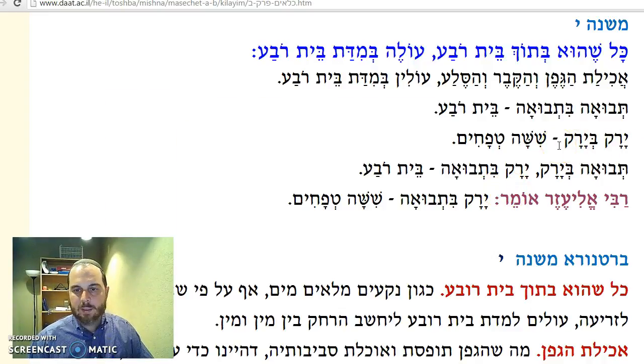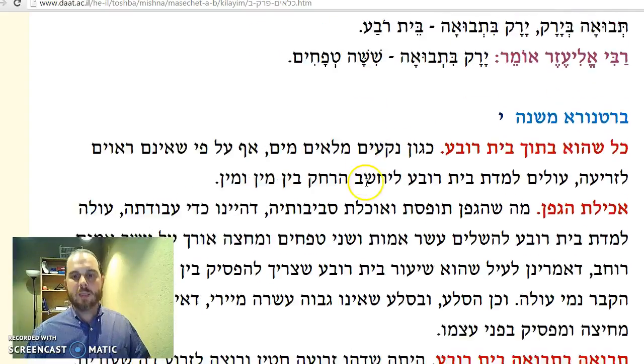Yarak b'yarak. If I want to have vegetation, vegetables and vegetables, shishat tfachim. They have to be 6 tfachim apart. Tvua b'yarak, yarak b'tvua. If I want to put grain in a field of vegetables, or vegetables in a field of grain, Beit Rova. Then again, I have to separate a Beit Rova just like it was tvua b'tvua. Rabbi Eliezer says, yarak b'tvua, if I want to put vegetables in a tvua field, shishat tfachim. Then I only need a distance of 6 tfachim.